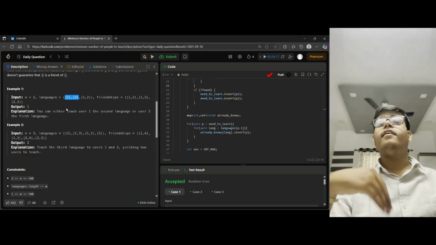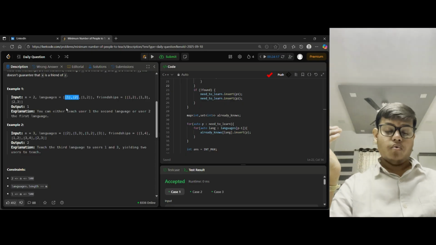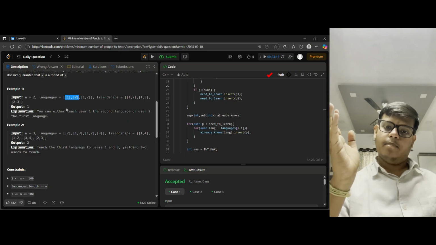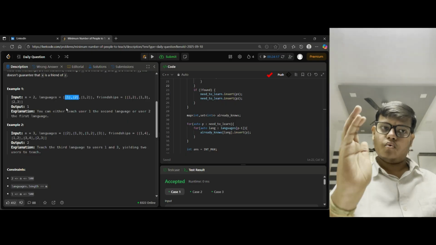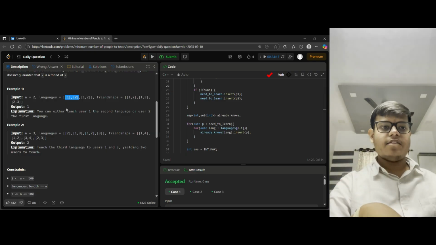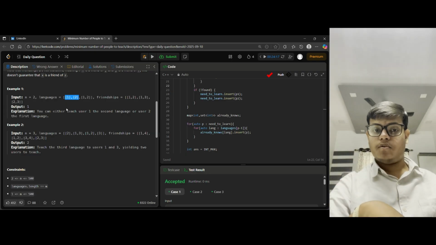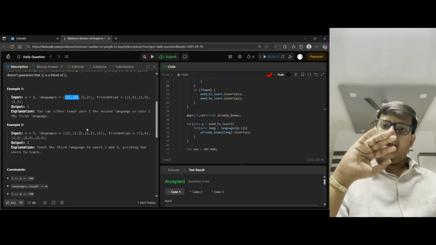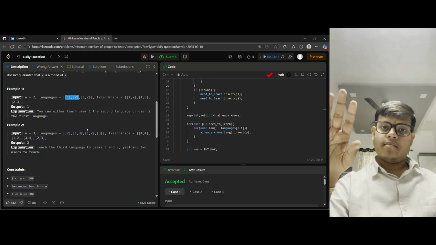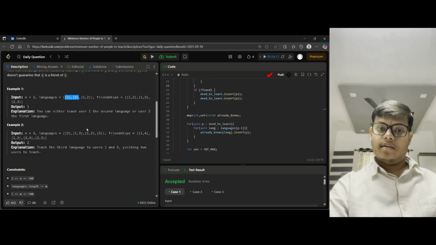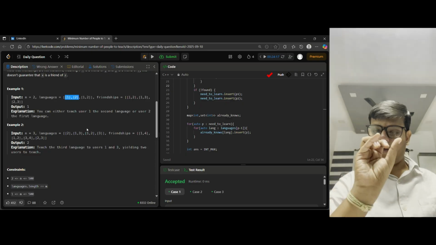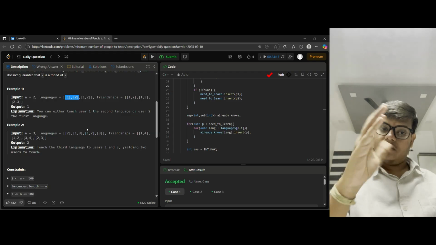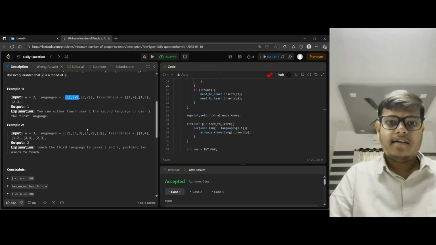I am checking again for 2. For 2, the number of people who know language 2 is 1. This particular person knows language 2, so we need to teach, suppose, x students, and out of x, some already know the language, so we have to teach the remaining ones, right?